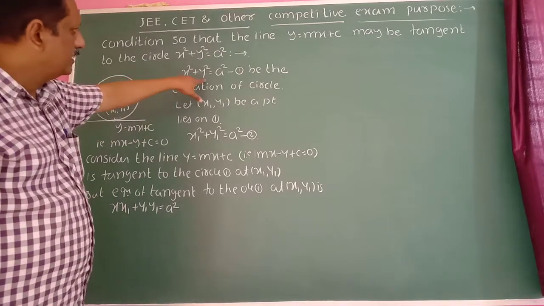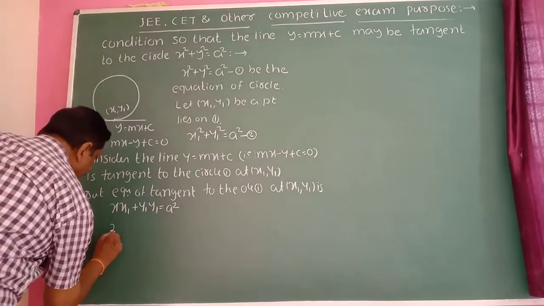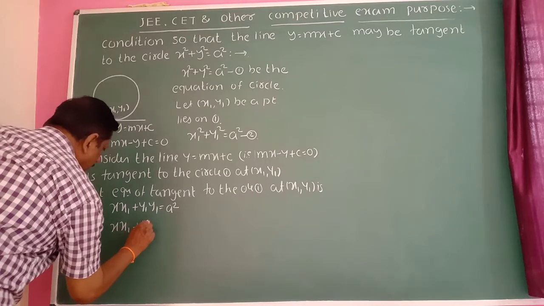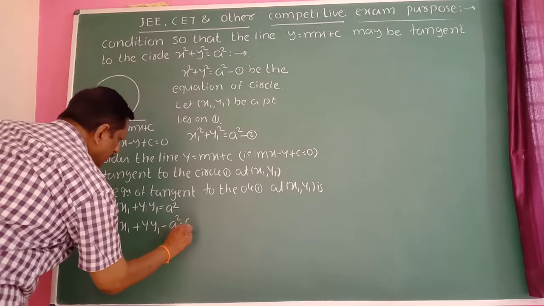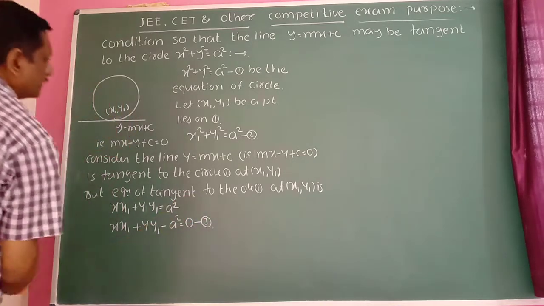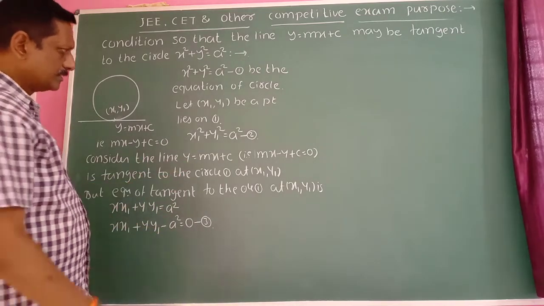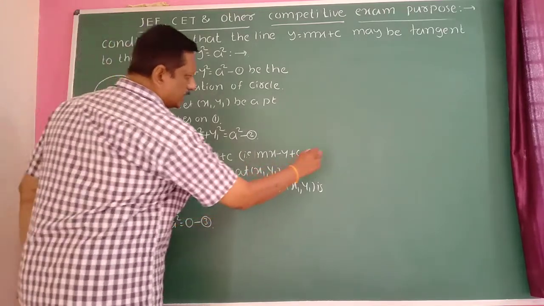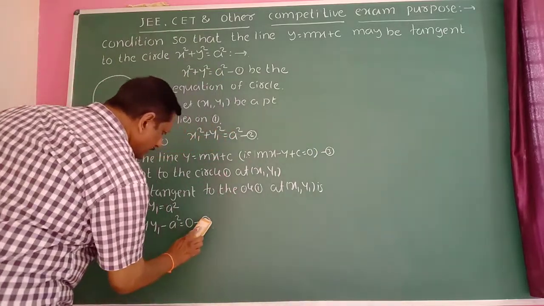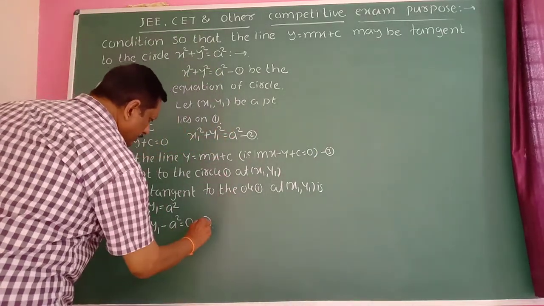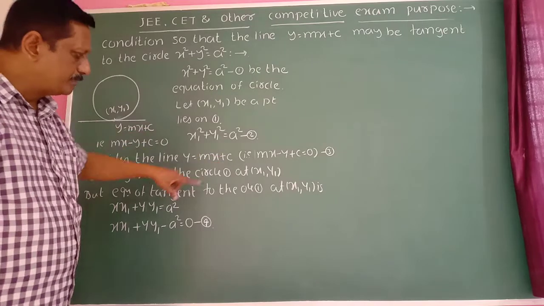Replacing x² by x·x1 and y² by y·y1, then taking this a² to the left side: x·x1 + y·y1 − a² = 0. Take this as equation 3, and the line y = mx + c as equation 4. Both lines are tangent at the same point (x1, y1), therefore both represent the same line.